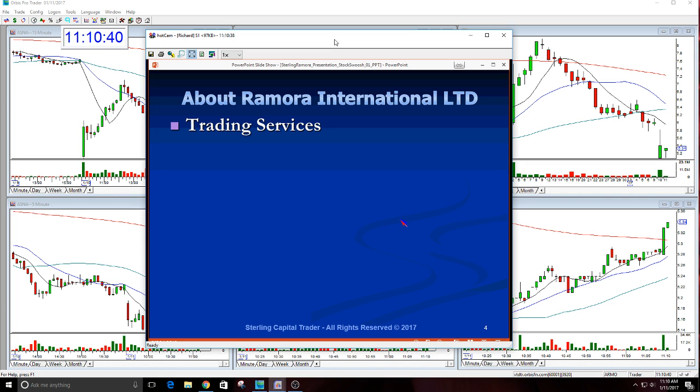Let's move on to the next screen. About Remora International. Now, Remora International is a separate company. They're one of our proprietary trading service providers, and we'll explain that a little bit more in just a moment. They provide all kinds of professional trading services. They are a private equity trading firm, and what that means is this.